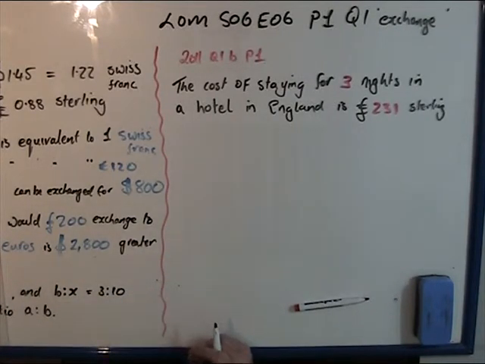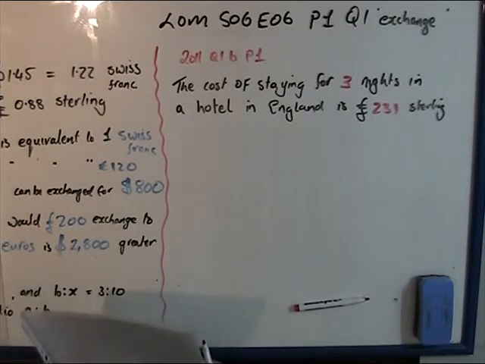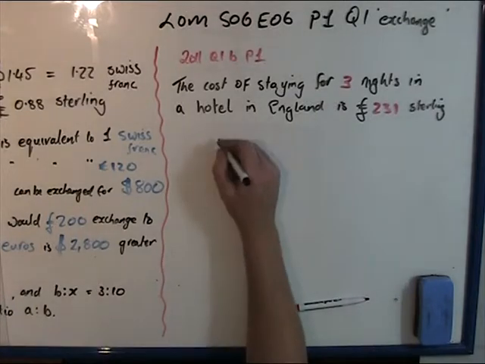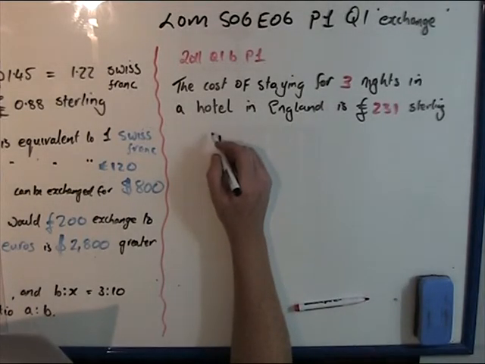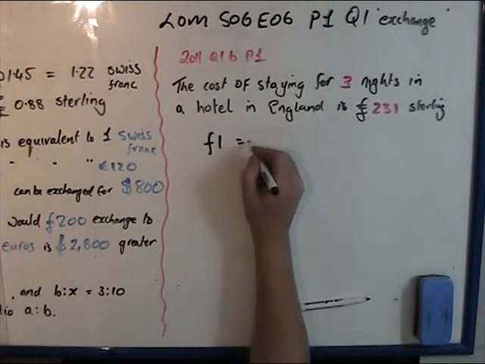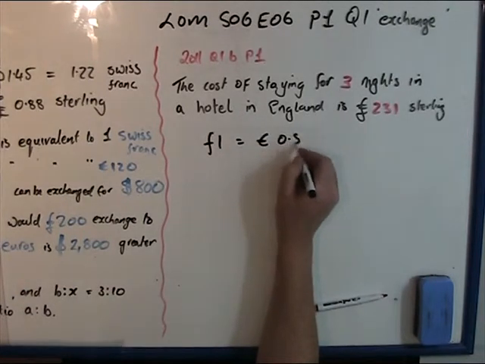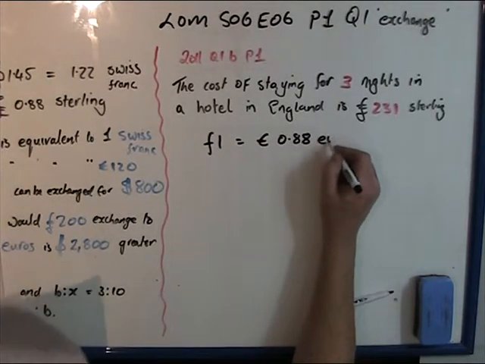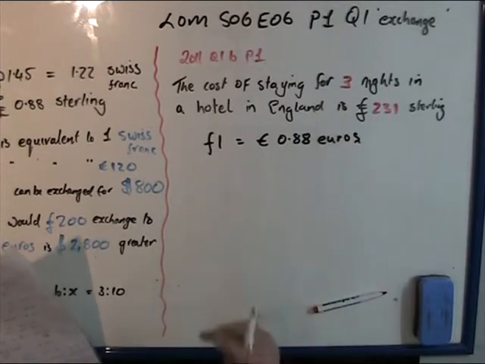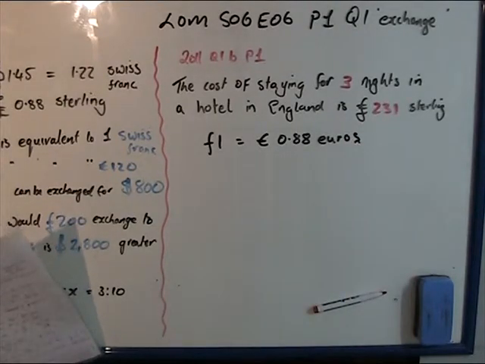So how do I find the cost in euro? Let me get this together. Find the cost in euro. So I have to change it. One pound is equal to 0.88 euros. So that's the exchange rate.